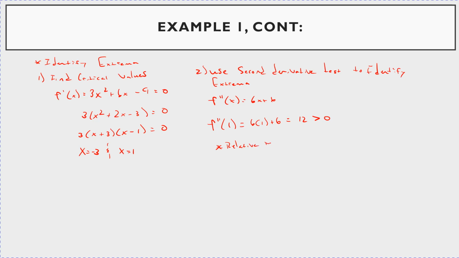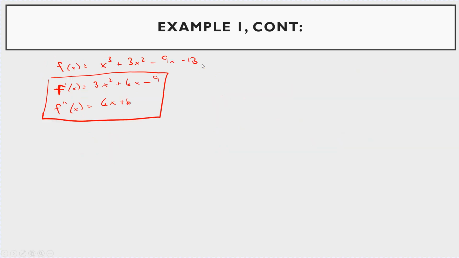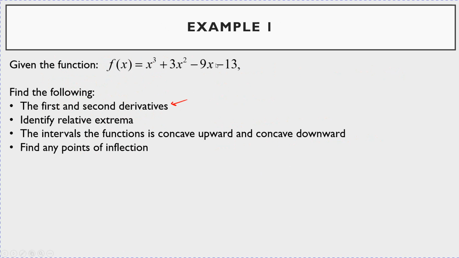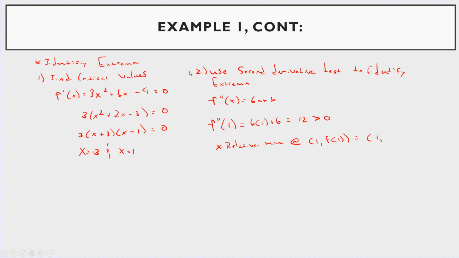So we have a relative min at this point, 1 comma f of 1. So you would take 1 and plug it back into this function, okay? And when you do, you end up getting minus 18.